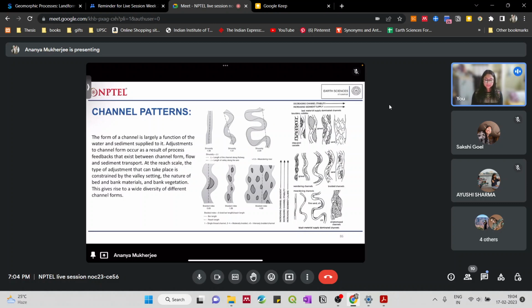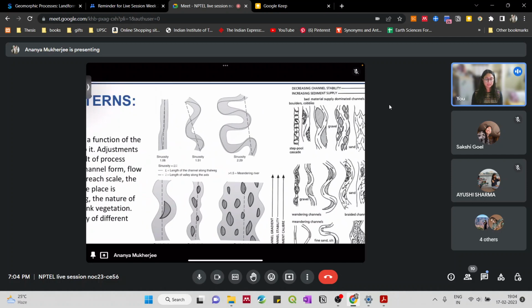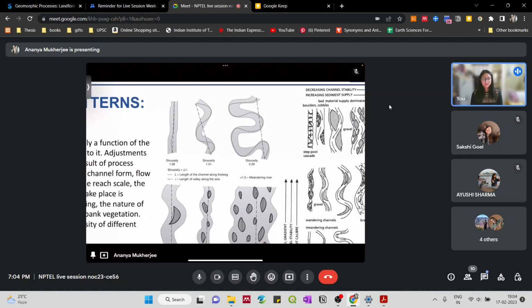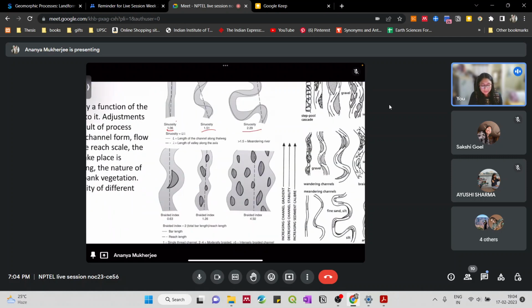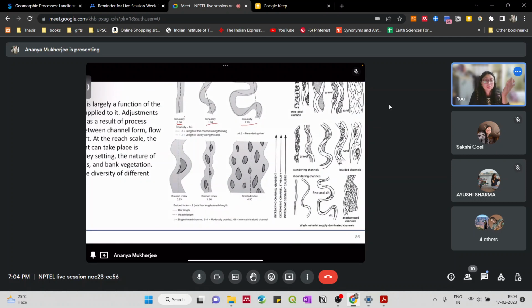Over here you can see that the different channel forms are there. You have a straight channel, where you have a very low sinuosity ratio. Then you have a sinuous channel, then you have a meandering river. You can see that there is another index called the braiding index. Why braiding? Because there are many depositional features forming within the river channel. As the number of these deposits increases, the braiding index also increases.